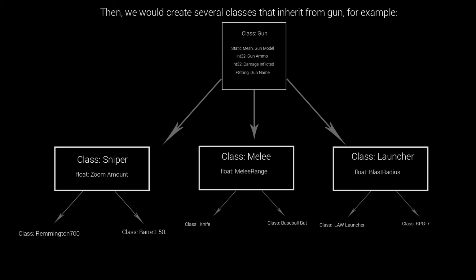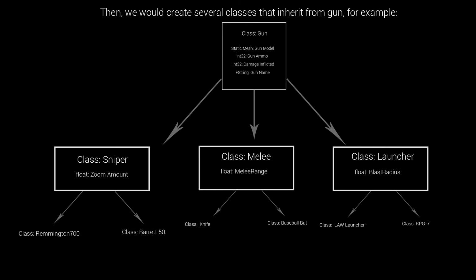Next up, we have another class, Melee class. So class Melee inherits from class Gun. Because all melee classes are going to have a gun model, they're going to have gun ammo, which would be equal to infinity, because obviously a melee weapon's never going to run out of hits. The amount of damage the melee weapon inflicts, and a name for our melee weapon. But then on top of that, we've said, okay, we also want to have a melee range as well. Not all guns are going to have melee range, only melee guns are. So we tell melee, inherit from gun, but on top of that, add melee range.